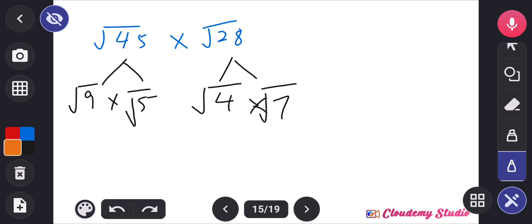Now, what's the next thing? What is root 9? That is 3. That's 3 root 5, multiplied by what is root 4? That is 2. That's 2 root 7. What are you going to do?